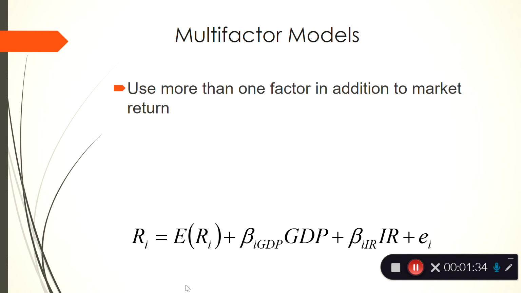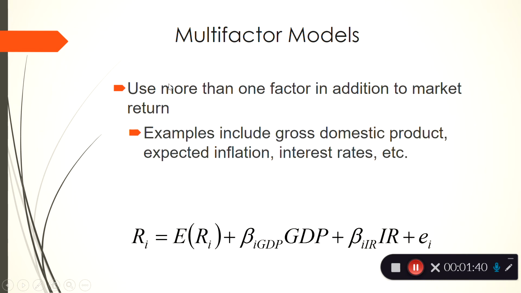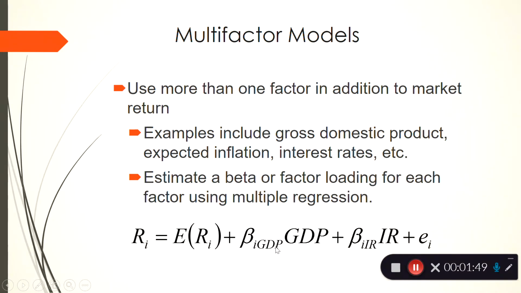One example would be using GDP and expected inflation. So with more than one factor, the expected return is equal to, and some people use GDP, inflation, interest rates, and that's what we're seeing here. You estimate each of those by running a regression, and then those coefficients are called factor loadings.